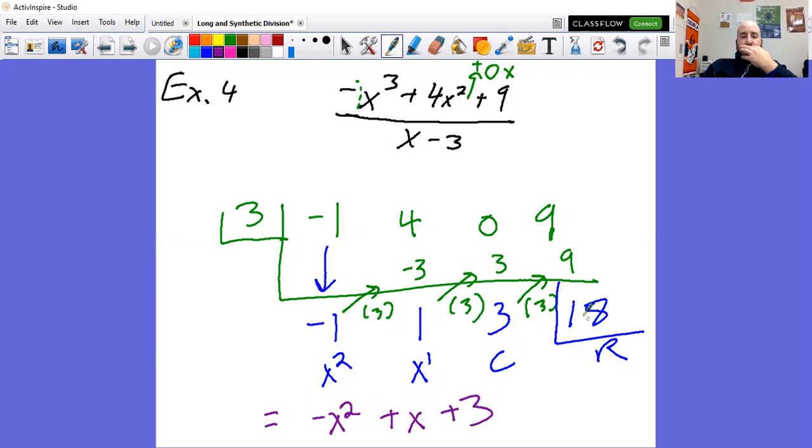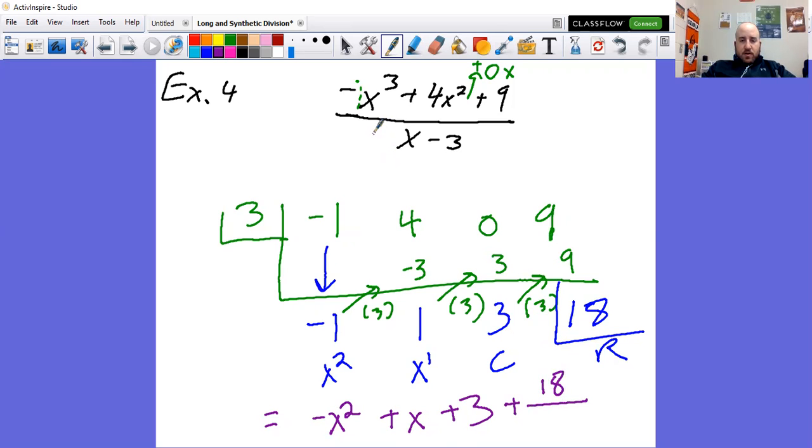And now for my remainder. I briefly addressed this in a few of the classes, I don't think all of them. So how I'm actually going to write my remainder to include it with my quotient: since this is positive, I'm going to put a plus. If this was negative, I would put a negative sign. I'm going to put 18 in my numerator.